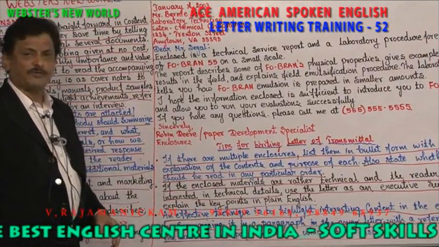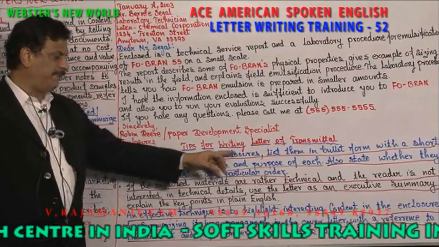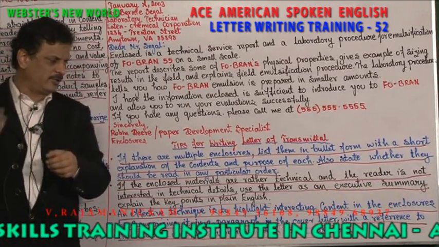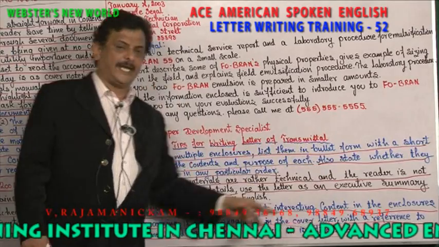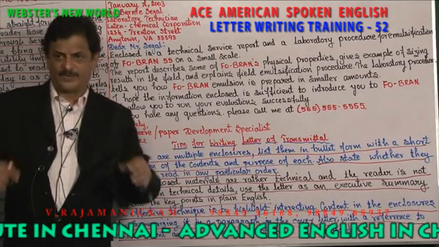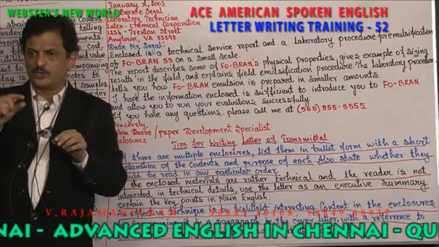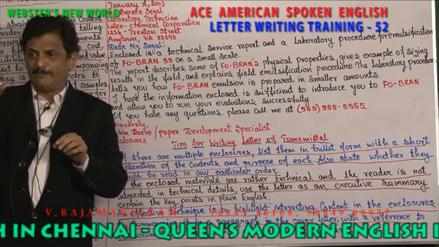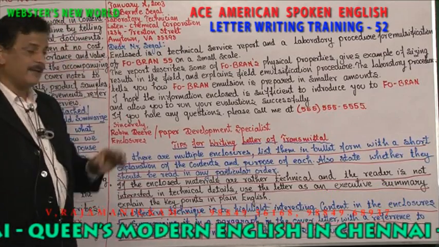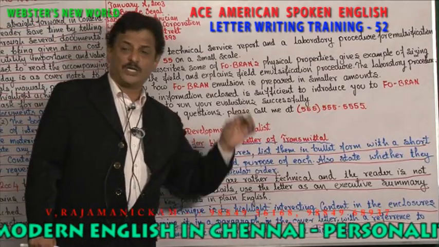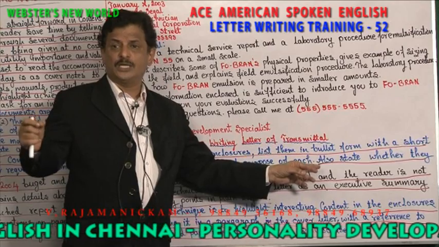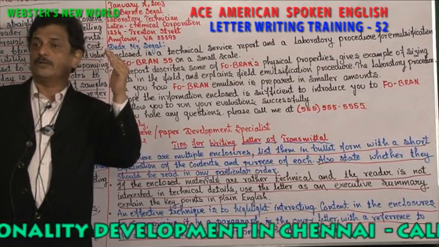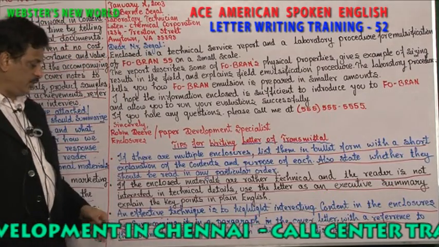So, the tips for writing a letter of transmittal: if there are multiple enclosures. What do you mean by multiple enclosures? With the covering letter, not only 1, 2, 3, but 5, 10 enclosures are there. List them in bullet form with a short explanation of the content. So, in the covering letter you write what the first enclosure is, what the second enclosure is, what the third is. In bullet form, you should write and explain in the covering letter the purpose of each enclosed material. Also state whether they should be read in any particular order. You should say which one should be read first, second, third.